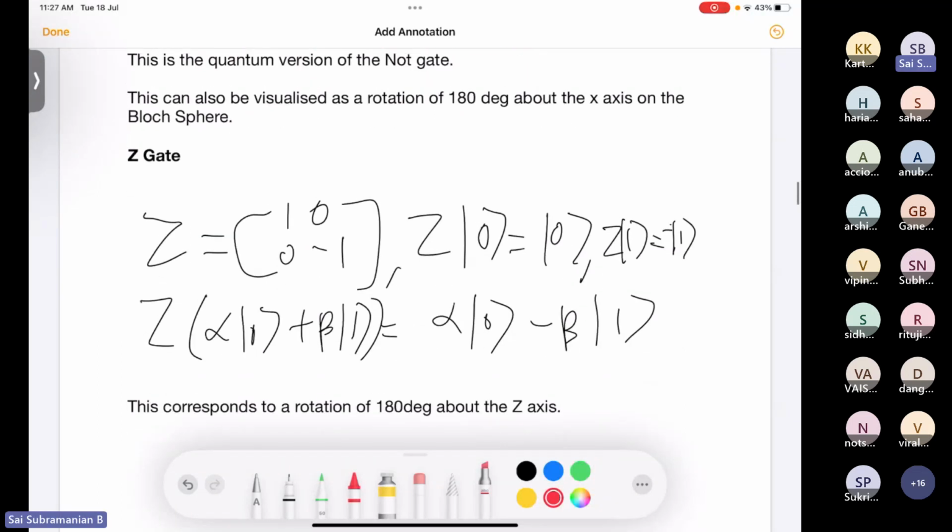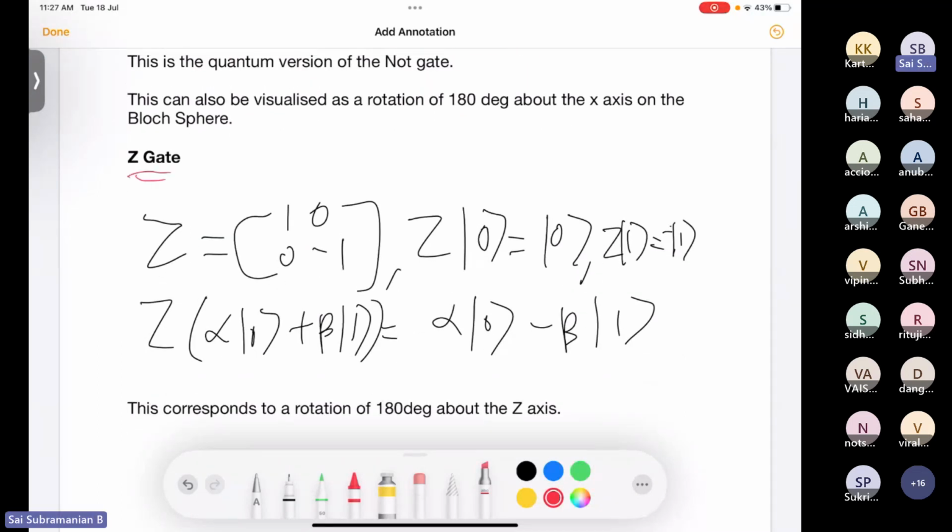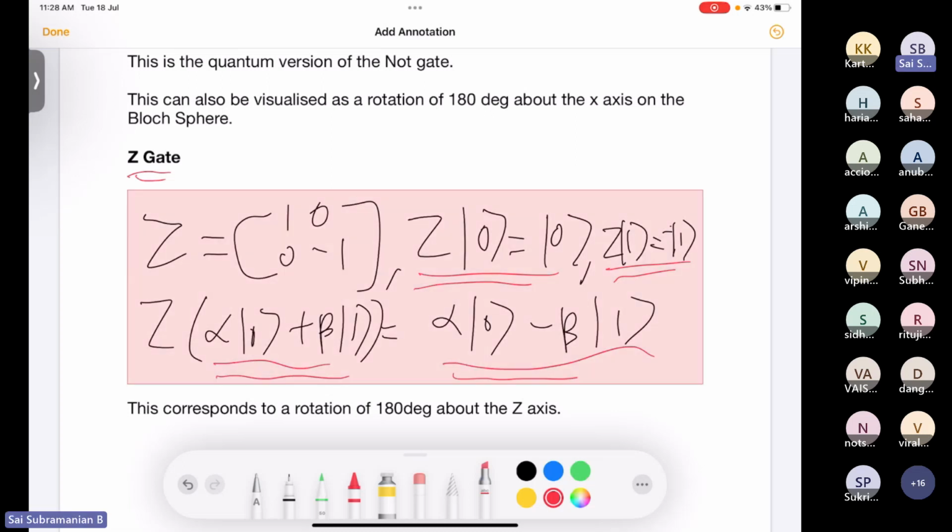The next important gate is the Z gate. The Z gate takes 0 to 0, does not affect 0. It takes 1 to minus 1. So if we take a general state alpha 0 plus beta 1, it takes it to alpha 0 minus beta 1, because it takes 0 to 0 and 1 to minus 1. This is what happens to a general state. And this is equivalent to a rotation of 180 degrees about the z-axis. Hence the name Z gate.